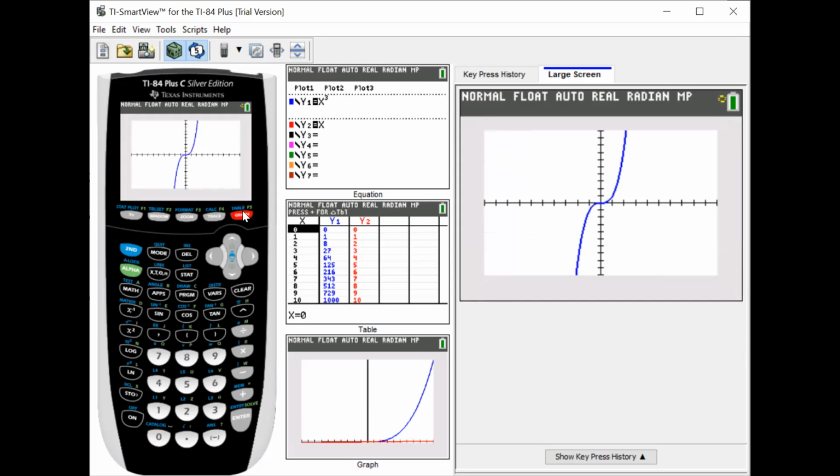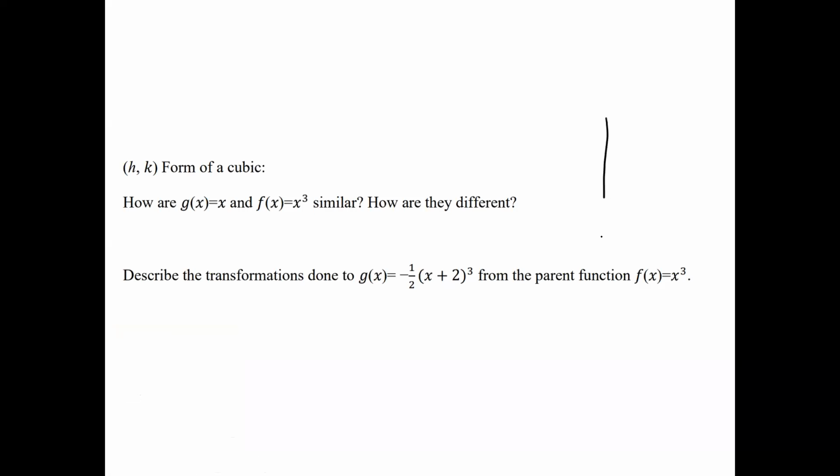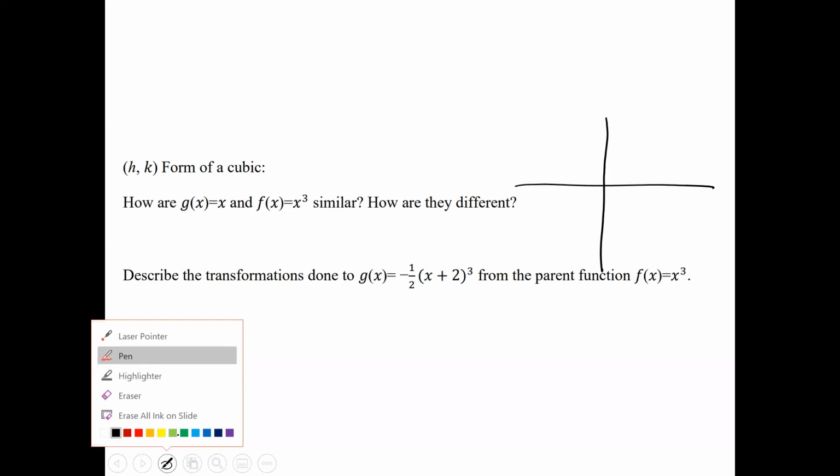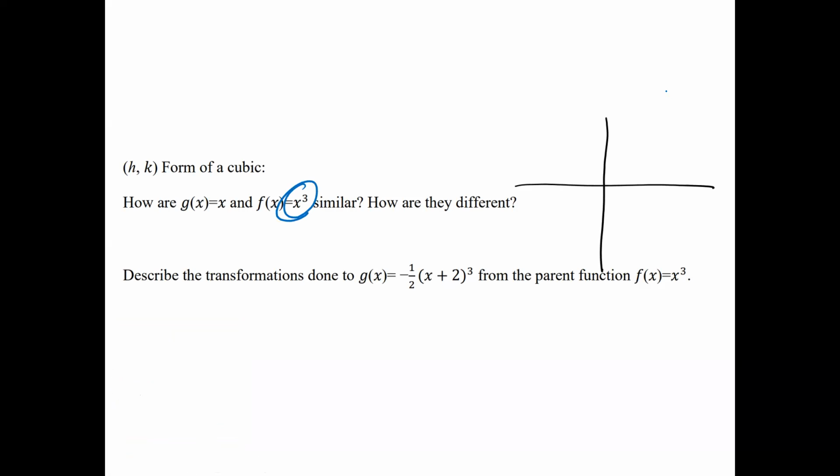There's your blue. And there is your red. So what we're going to do here is I'm going to go back to this, and we're going to go ahead and draw it. So here's my grid. My blue graph is going to be the x cubed. So my x cubed looks like this, like that. Okay. This point right here is at 0, 0, and that is h comma k. And then your red graph, which is just x, is just going to simply go straight through it like that. And that's what you should have.